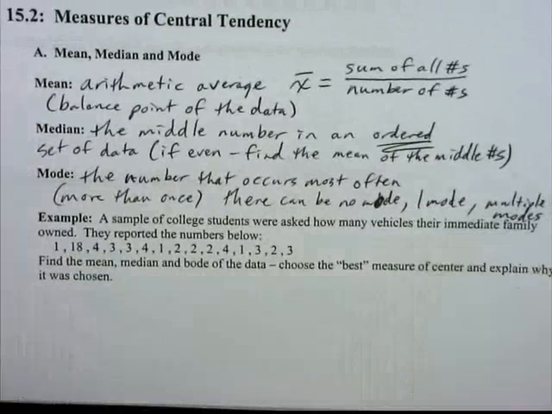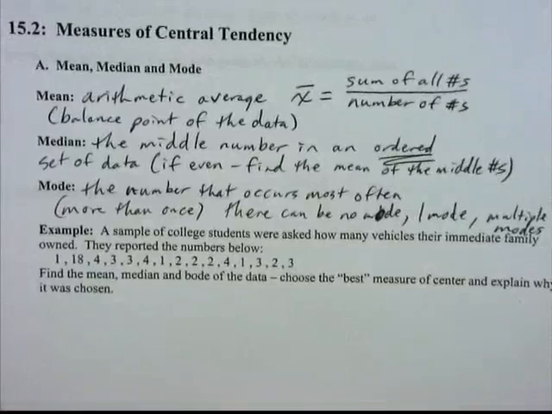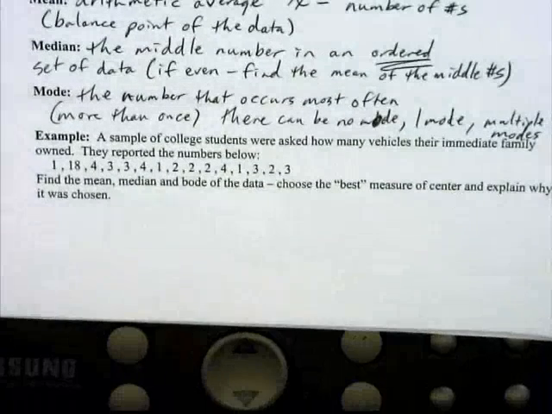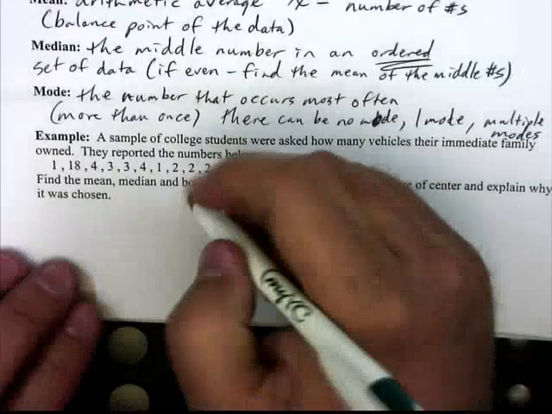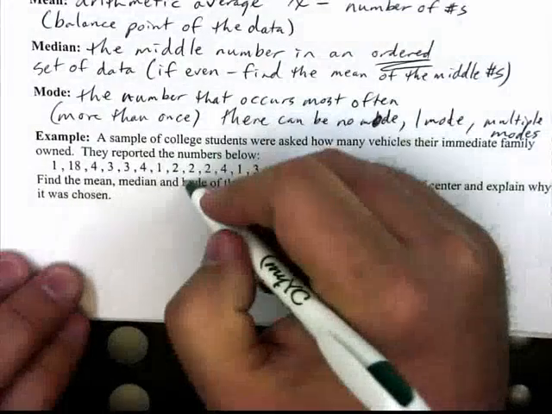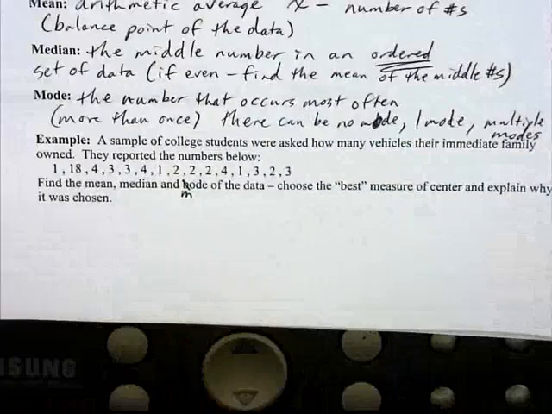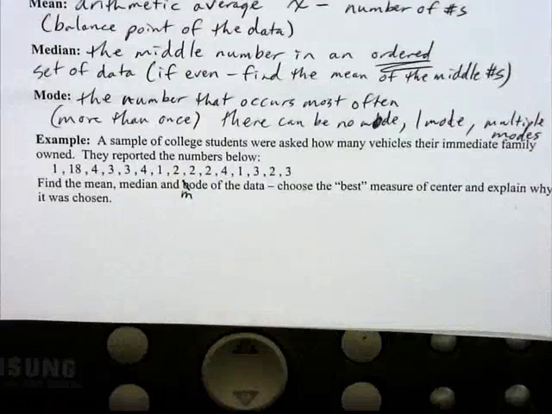All right, so let's look at an example. Our example is a sample of college students were asked how many vehicles their immediate family owned, and they reported the numbers that are listed below. Find the mean, median, and, oops, that should be mode, typo, of the data, and choose the best measure of center and explain why it was chosen.